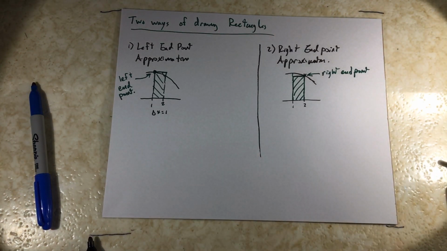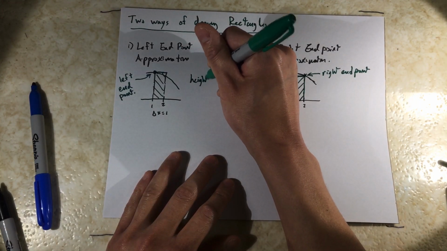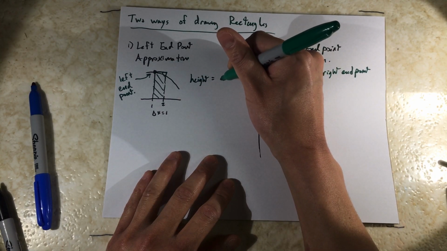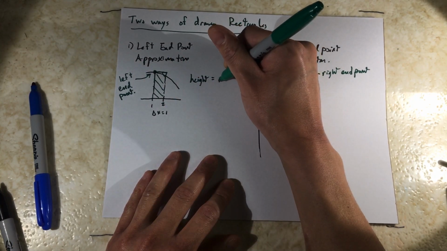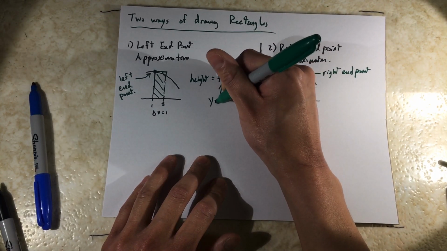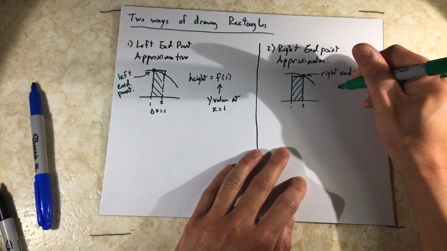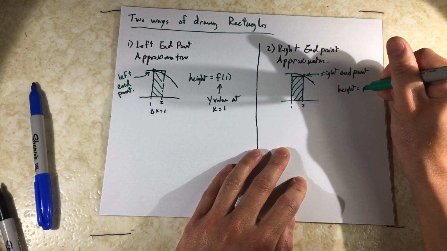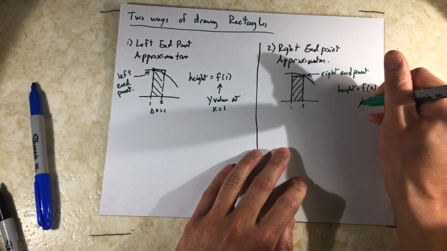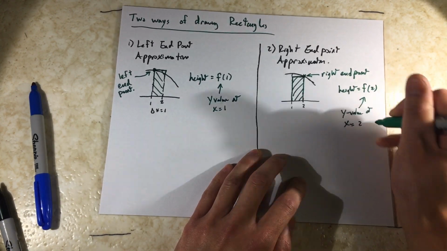Okay, so in this case, the height of this rectangle is going to be equal to the function evaluated at x equals 1. So this is f of 1. And f of 1 means the y value at x equals 1. All right, and the height here is going to be f of 2, because on the right hand side that's where the 2 is, and this f of 2 is the y value at x equals 2.